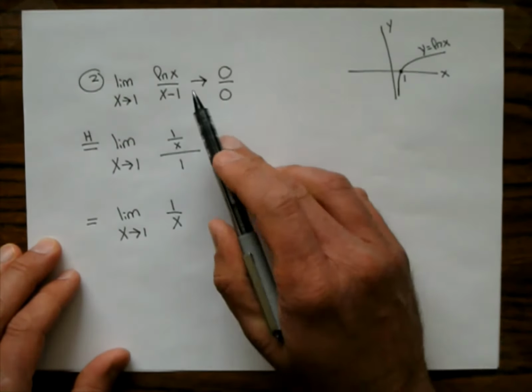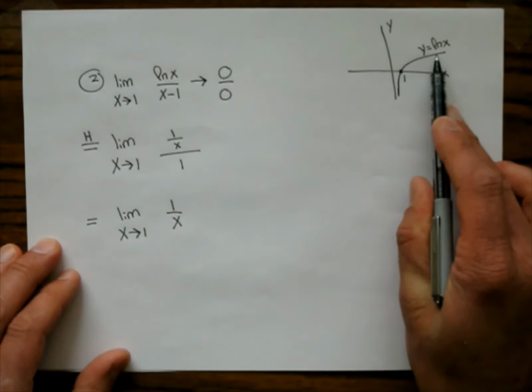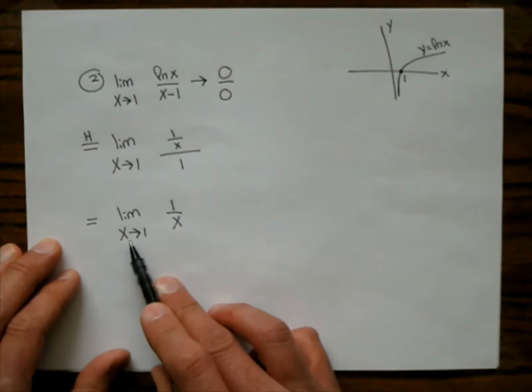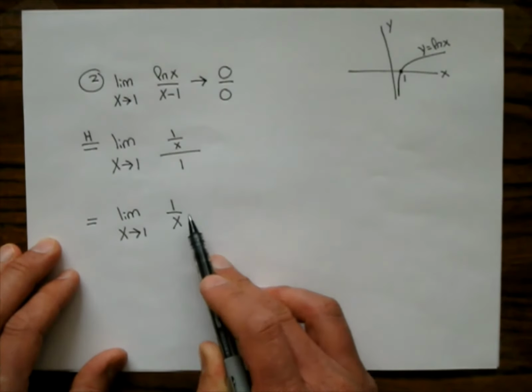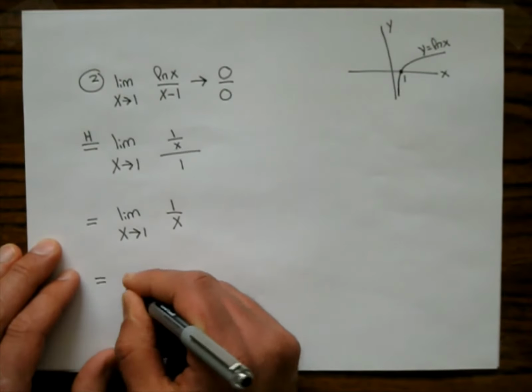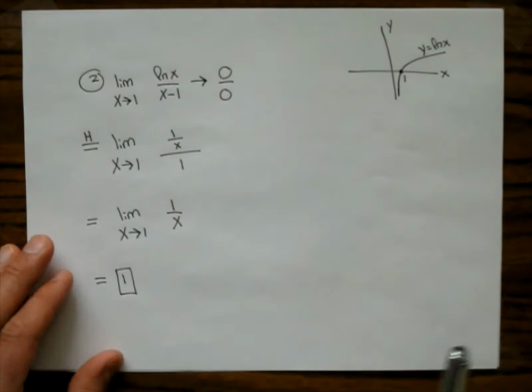Now I don't want you to get the wrong idea. This is just the graph of y equals ln x. It's not the graph of the thing we're trying to find the limit of. So now I put 1 in for x, and that works out. I get 1 over 1. So my answer is 1.